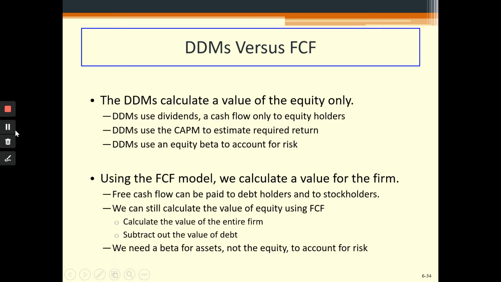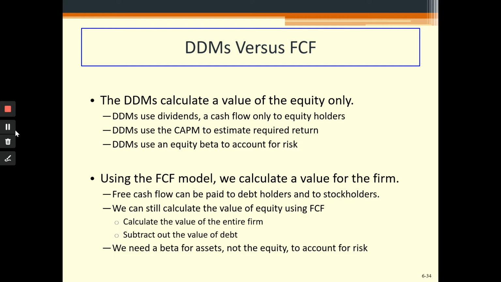Now let's do the comparison between the dividend discount model and the free cash flow model. In the dividend discount model, we account for the cash flows which pertain to the equity holders, which is dividend. The dividend goes to the equity holders, and we try to find the present value of all the future cash flows, which is dividend, and find what the price of the stock is, right? So the dividend discount model uses dividend, a cash flow only to the equity holders, right?